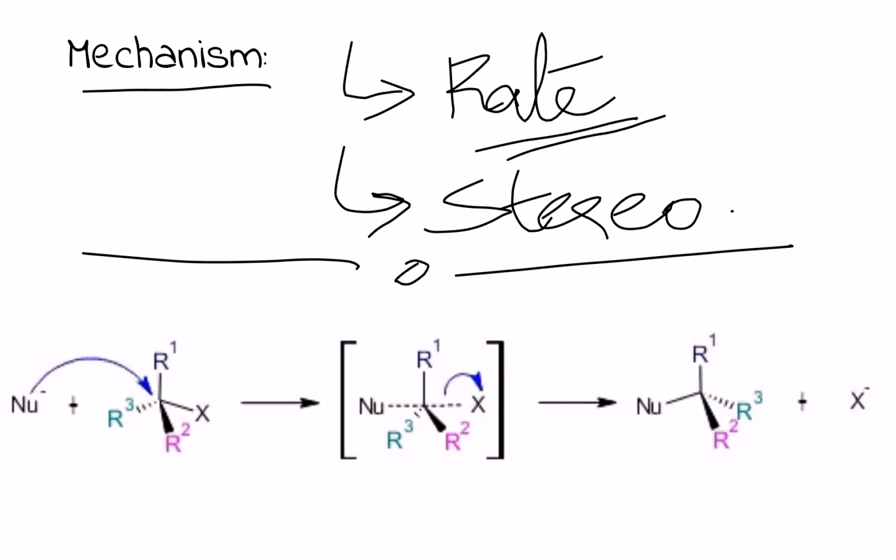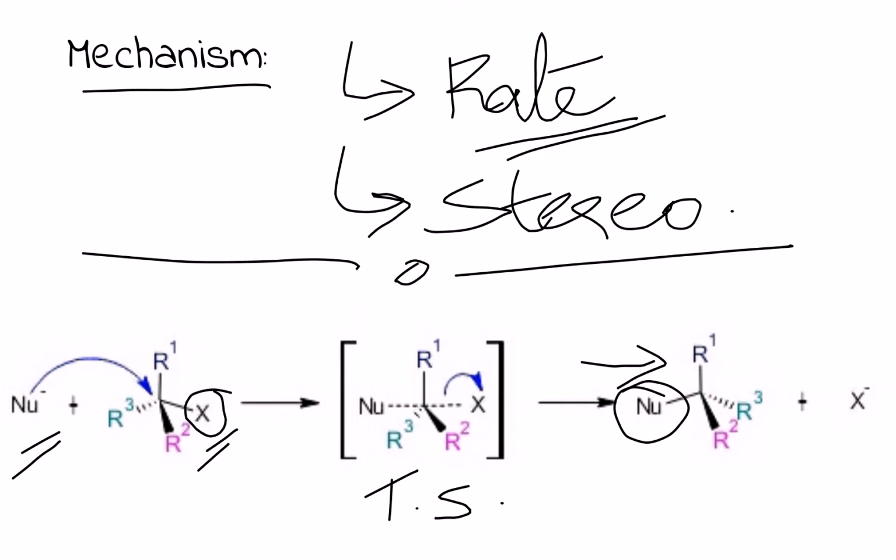The reaction mechanism looks somewhat like this, wherein the nucleophile goes and attacks the carbon to which the leaving group X is attached, and there is a five-membered pentacoordinated transition state which is formed. This high energy transition state then breaks into the products, with the nucleophile attaching itself from the rear and the nucleofuge leaving the system.